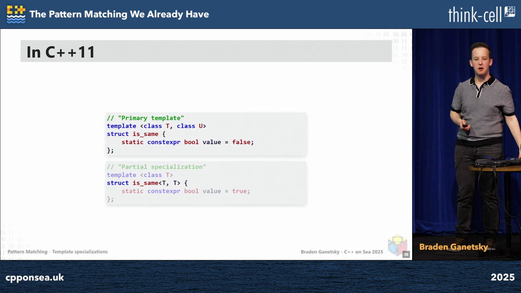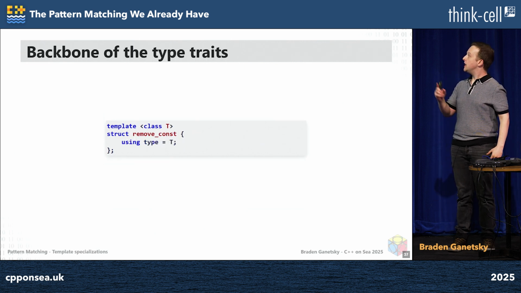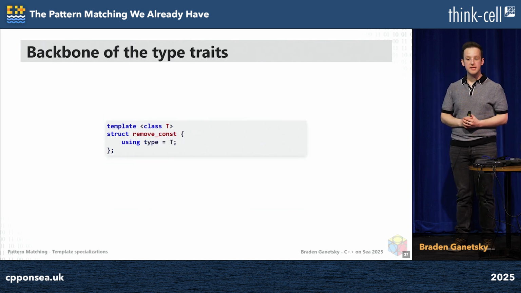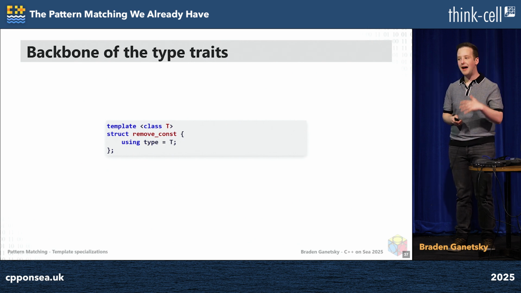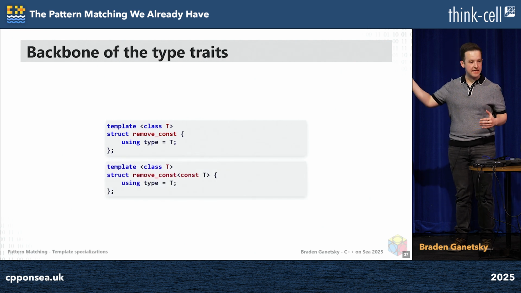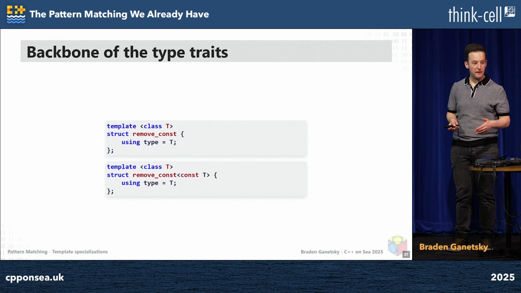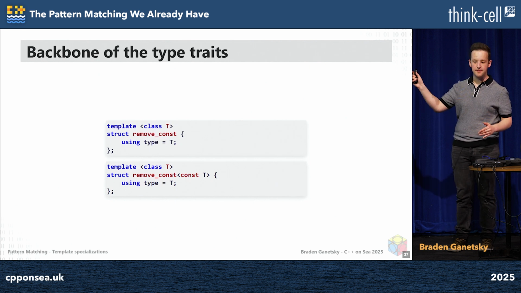And again, I highlighted this part and promptly forgot. Here's another example. This is remove const. So in the default fallback case, we're using type is equal to T. That's just the fallback, but then we want to match on something. We want to match on const T, because we want to remove that const. And the only way to remove it is to match it. And so we match on const T, we strip off the const, and we say type is just T.